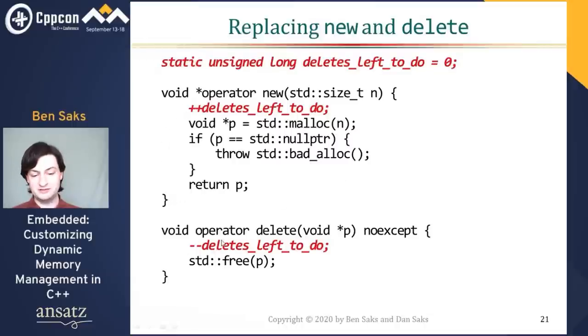And then when delete gets called, we decrement that number of deletions. So each time we call new, we add one. Each time we call delete, we subtract one. That gives us our running count.